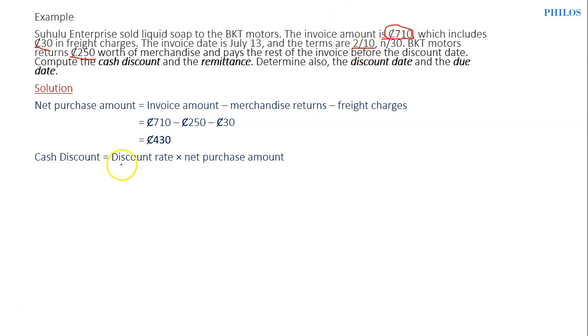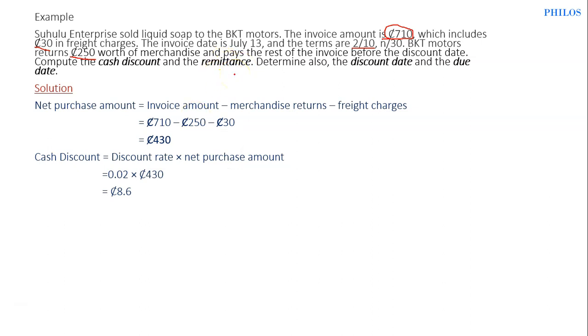So to find the cash discount, we say the cash discount rate, which is 2%, in decimals is 0.02, times the net purchase amount of 430. So 0.02 times 430 will give you 8.6 cedis. That's 8 cedis, 60 pesewas. So the cash discount is 8 cedis, 60 pesewas. The next question says we should find the remittance.